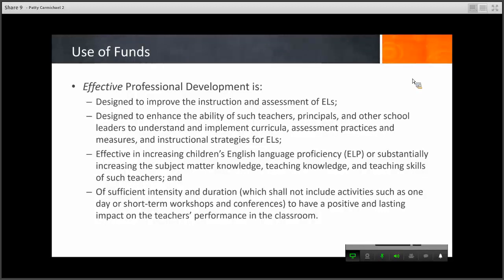And then the last one, it says it has to be of sufficient intensity and duration, which they don't consider to be a one-day training or a short-term workshop or conference. This is something we can also talk about, because there might be ways, even if you have a one-day training, that you can implement or use that information in your PLCs, for example, or ongoing in conversations that you have with staff. So if you have any questions on that or concerns, let me know.